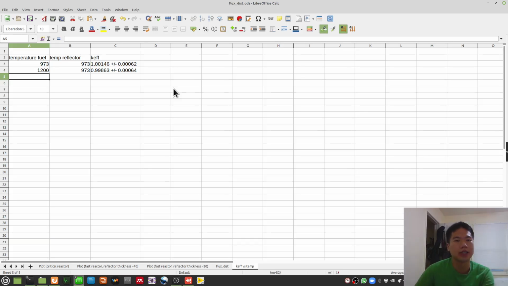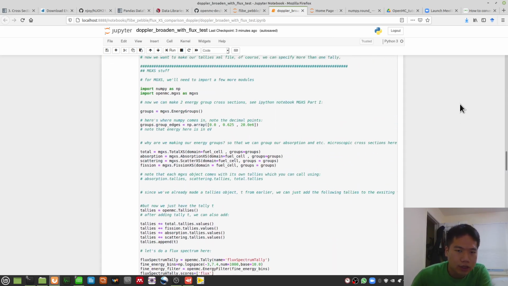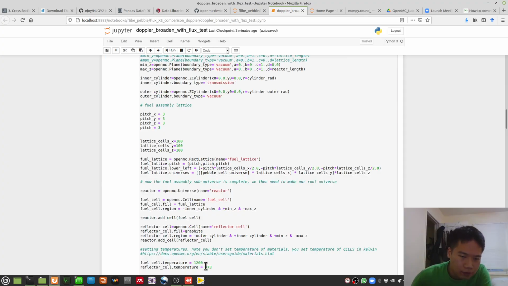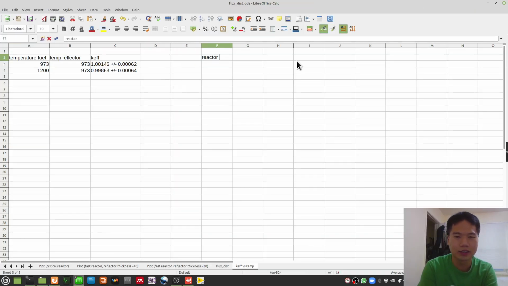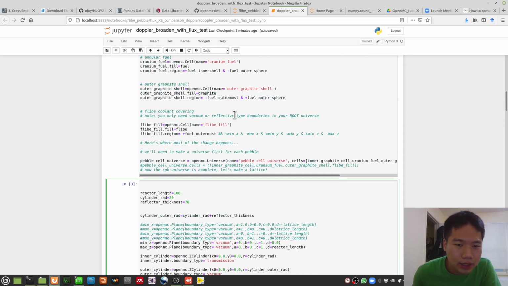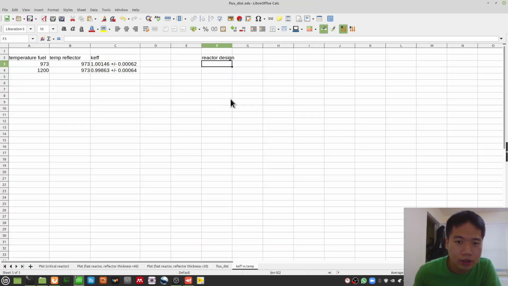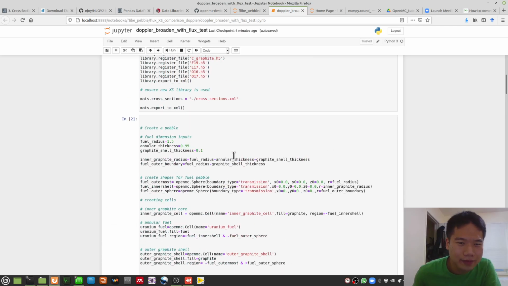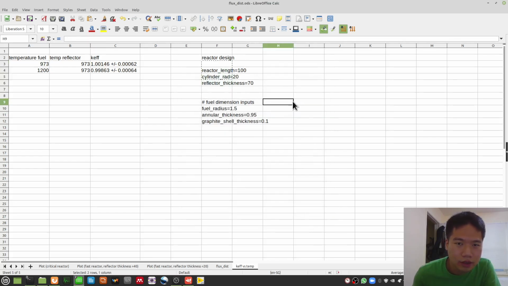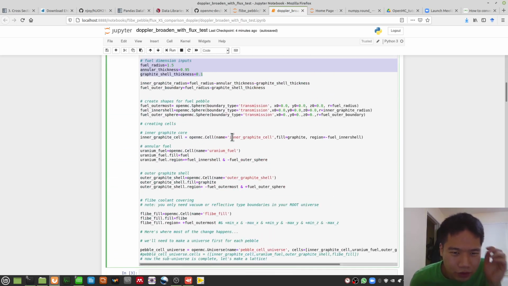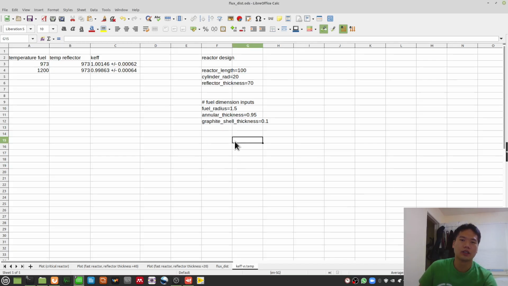Let's say you have a reactor startup, and let's say your fuel is just getting up. Okay, so I don't want to mess around with these parameters anymore. Let's do reactor design here. Okay, and let's put reactor length, thickness, blah blah blah. Oh, okay, good. It pastes nicely in the cell. Okay, I think now this is good for experimental bookkeeping. Okay, this is the reactor design, reactor dimensions.